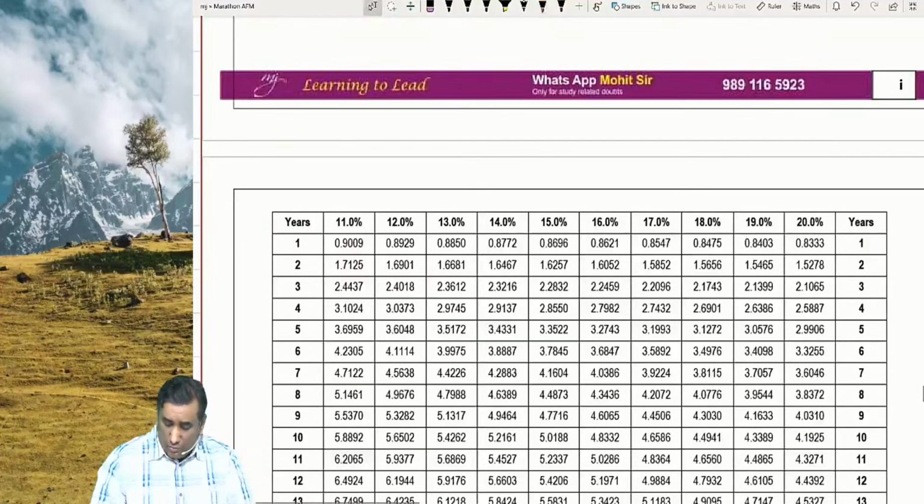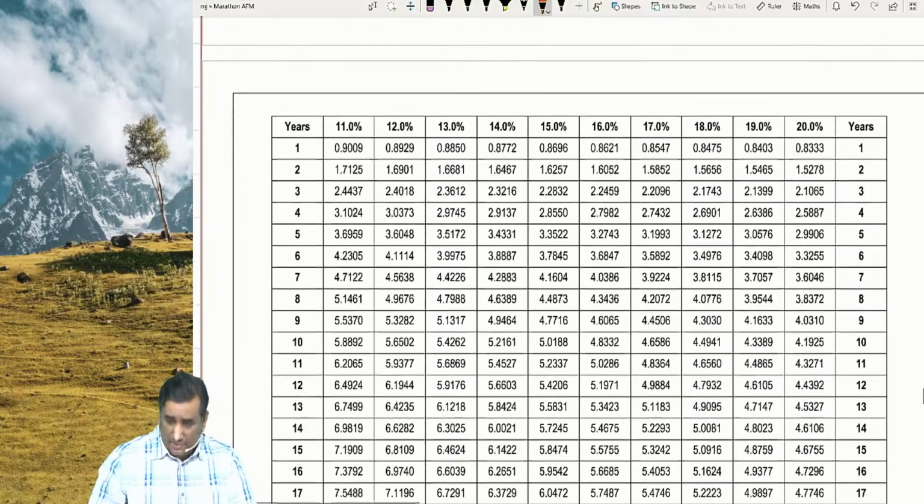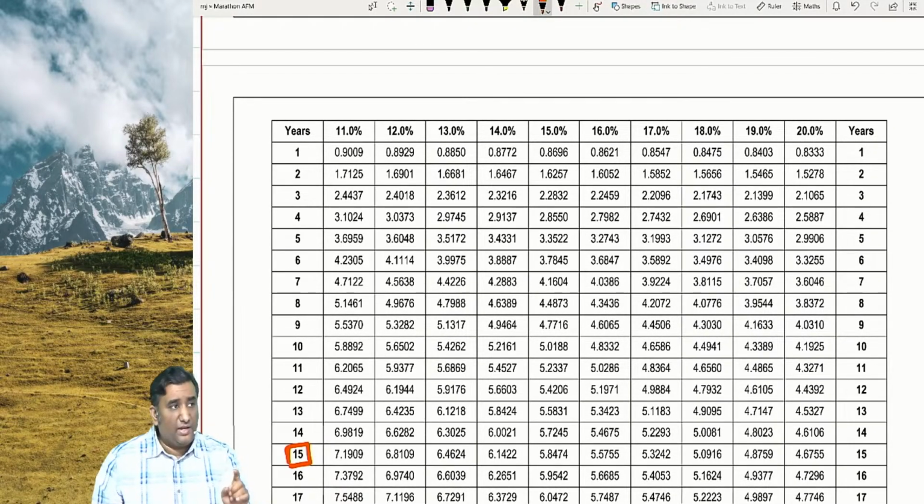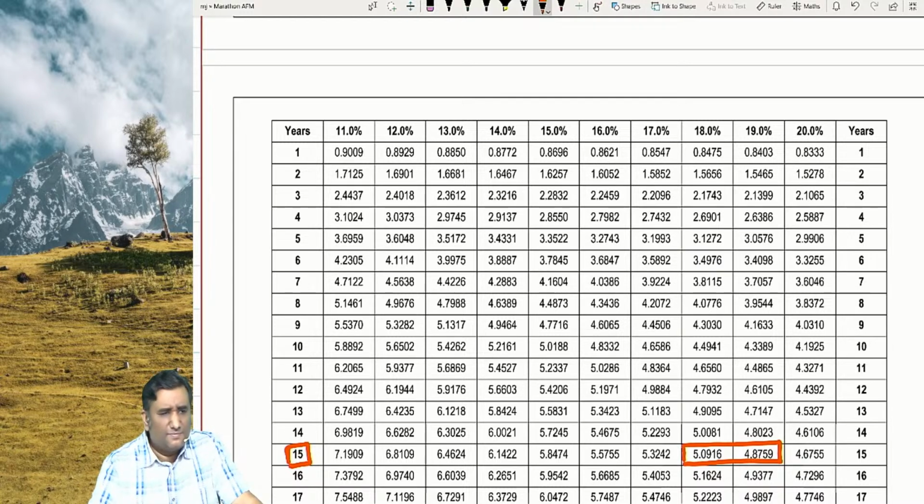Then I have rates 11 to what percentage? 20. Again, how many years? 15. Under 15 I have to see what? 5. And that sum of 5 should be of a rate, so I have to reverse calculate that rate. That 5 should be of a rate. It comes near 5, between 18 and 19. That means the two discounting rates should be 18% and 19%.